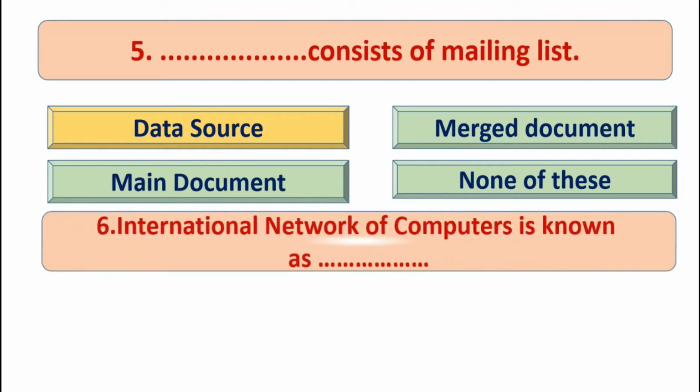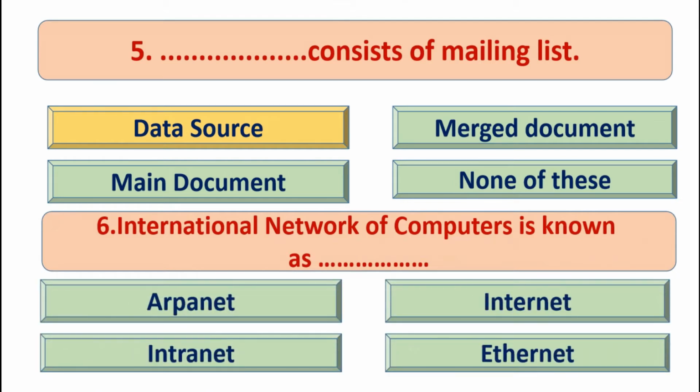International network of computers is known as. Options are ARPANET, Internet, Intranet, Ethernet. Answer is Internet. When we collect 2 or more computers, it forms a network. But when we connect different networks, it forms internet.